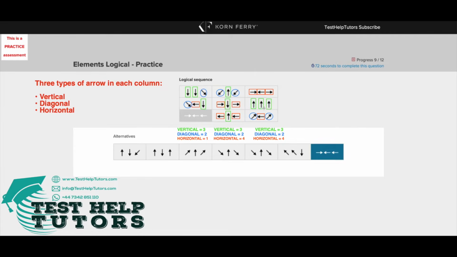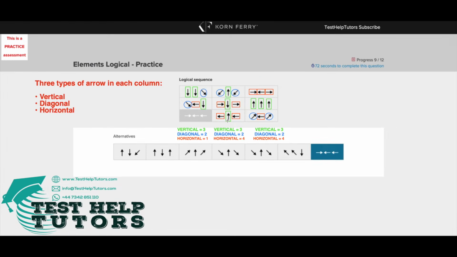If we count the number of each type of arrow, we can begin to notice a pattern. So if we look at the vertical arrows in our third column here, we can see that we've got 1 vertical arrow here, a second one here, and a third one here. We've got 3 vertical arrows. If we count the number of vertical arrows in our second column here, we can see that we've got 1, 2, 3, we've got 3 vertical arrows.